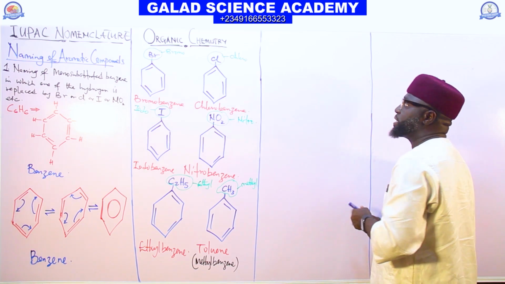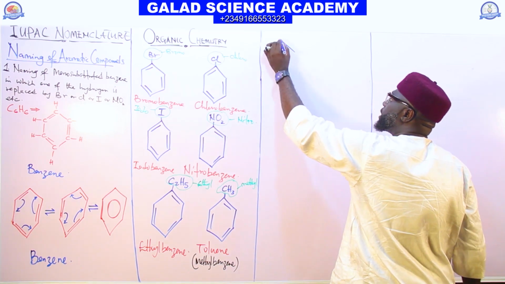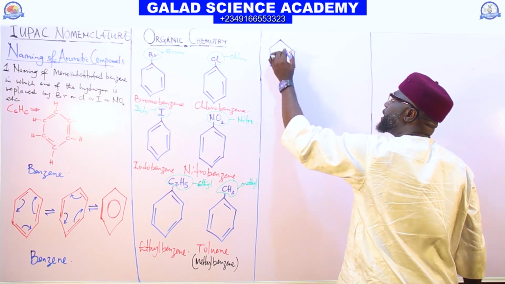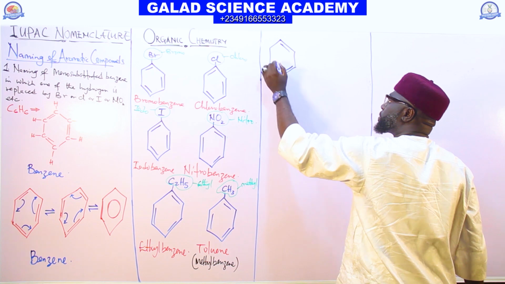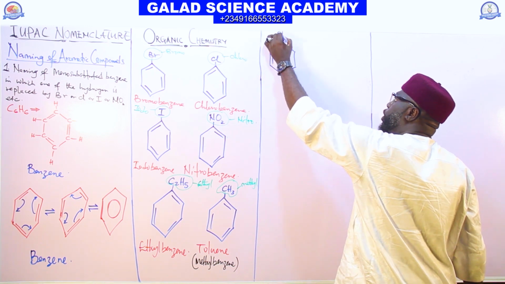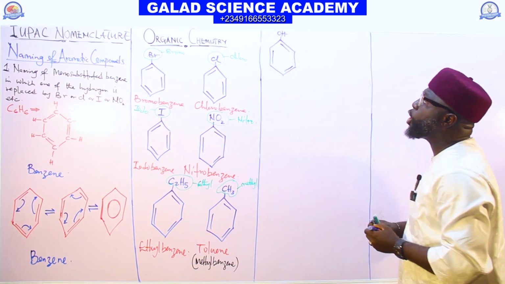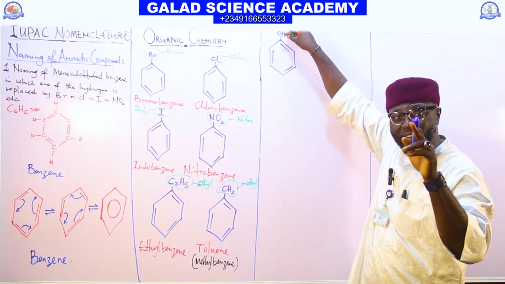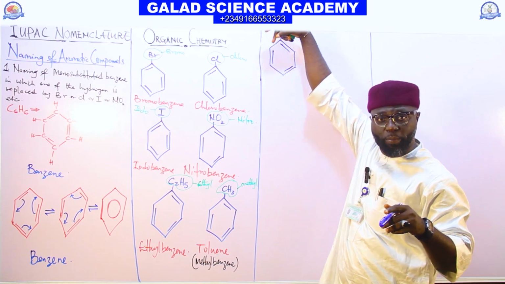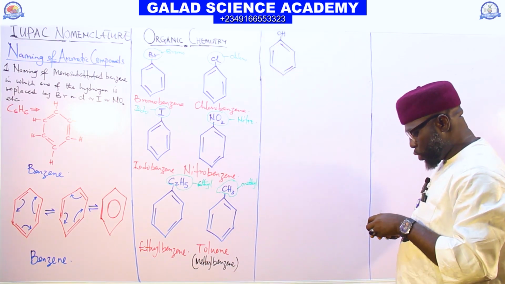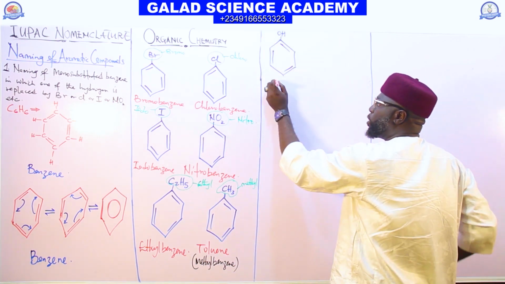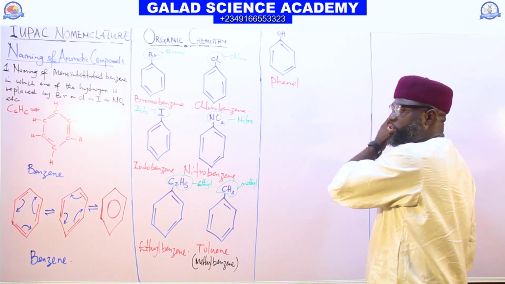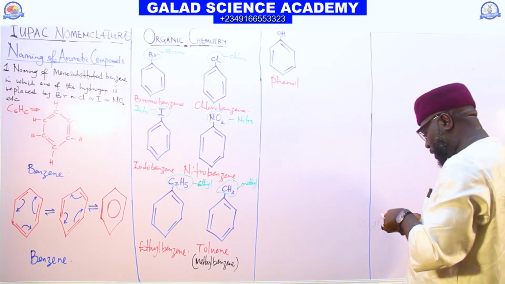In the same way, we have another compound of benzene in this form, and they put OH here. So this OH here is an alkanol. Whenever the OH is attached to the benzene, the compound we call phenol. We call it phenol.